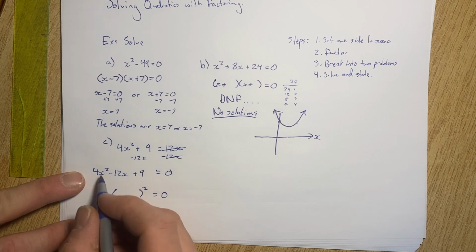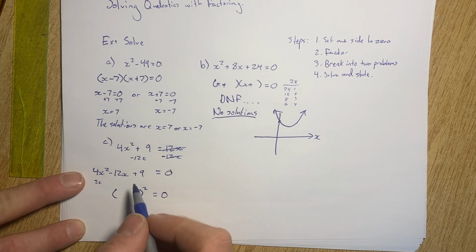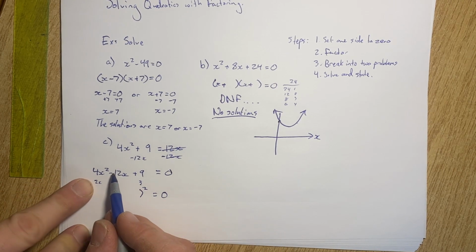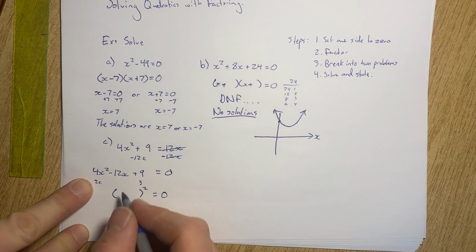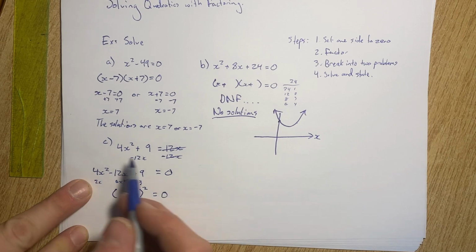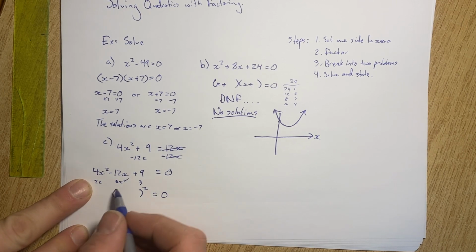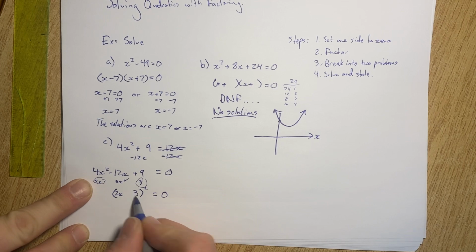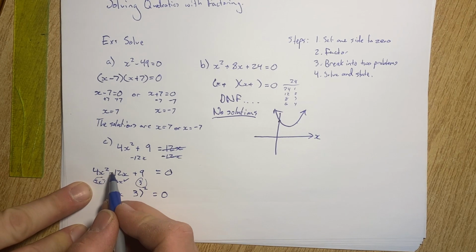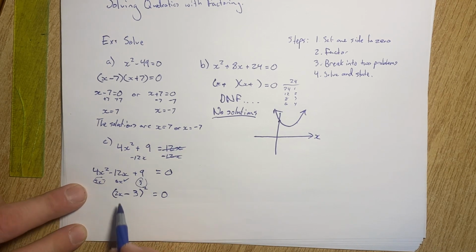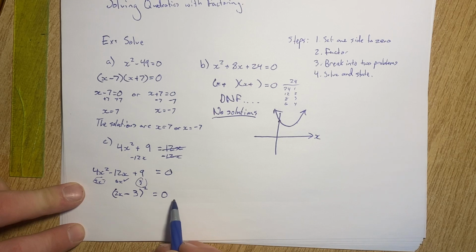So we take the square root of 4x squared, which is 2x. We take the square root of 9, which is 3, and we say, hey, is 2x times 3 half of 12? And it is, because 2x times 3 is 6x, and 6x is half of 12. So this is going to work out to be a perfect square trinomial. So that means that 2x is going to be my first argument inside my binomial, and 3 is going to be my second argument inside my binomial. And the sign is always going to be that first sign. So this factors to 2x minus 3 squared equals 0.